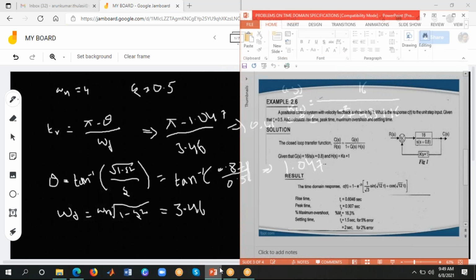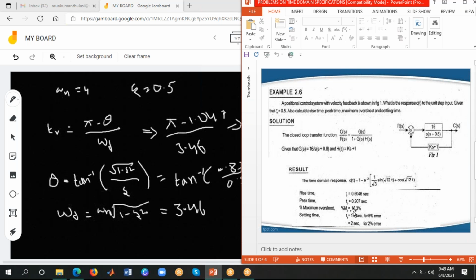I will show you, see here, first of all note these values, then you will get an idea. Rise time comes to 0.6046. Peak time is 0.907. Maximum overshoot is 16.3%. Then settling time for 5% is 1.5 seconds, for 2% is 2 seconds. Okay? So find these values and send them to me. After noting it down, then you can leave the class.